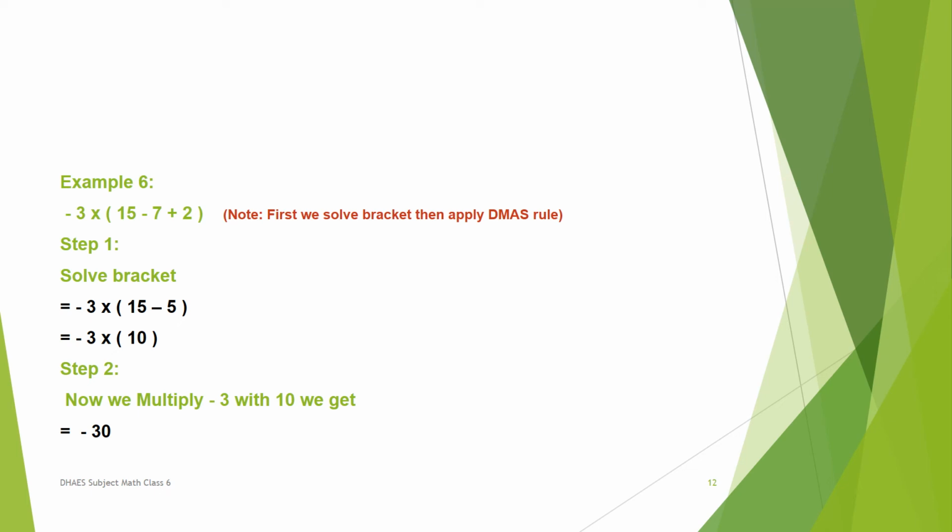So first we solve the bracket. 15 minus 7 plus 2. Minus 7 plus 2 is minus 5. Then we have minus 3 multiply bracket 15 minus 5. Again we solve this bracket. 15 minus 5 we get 10. Now minus 3 multiply 10. We apply the multiplication rule. 3 has a negative sign, 10 has a positive sign. So negative multiply positive is negative, and 3 multiplied by 10 we get 30. So minus 30 is your answer.